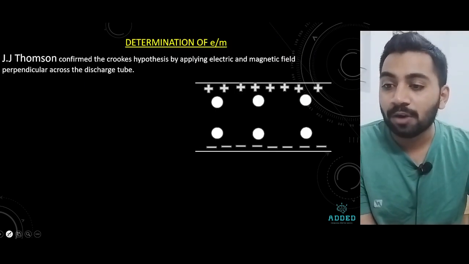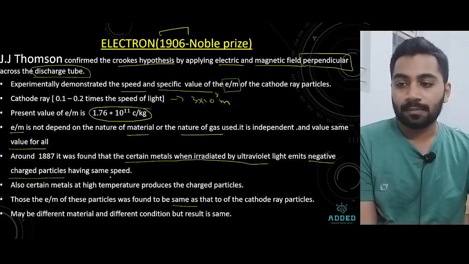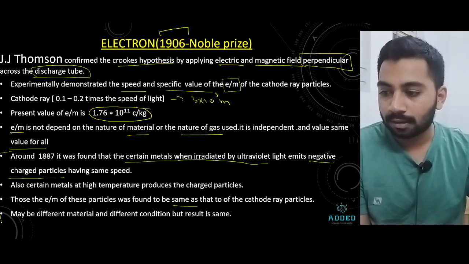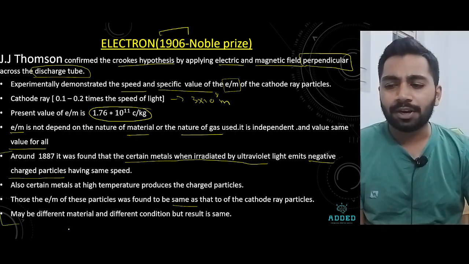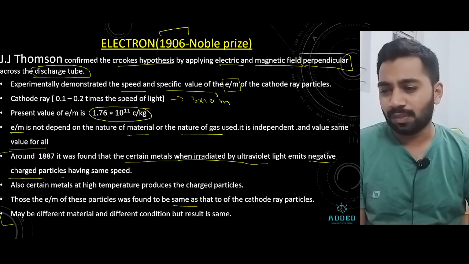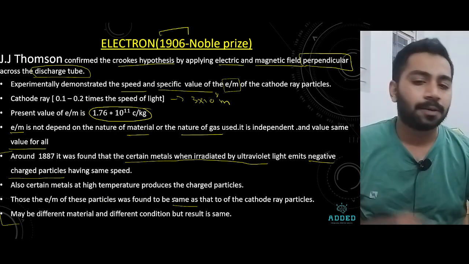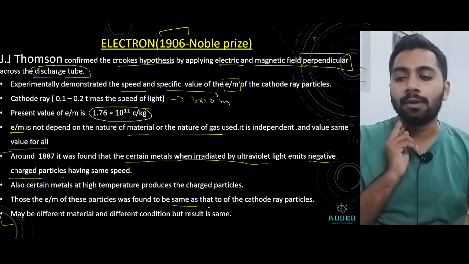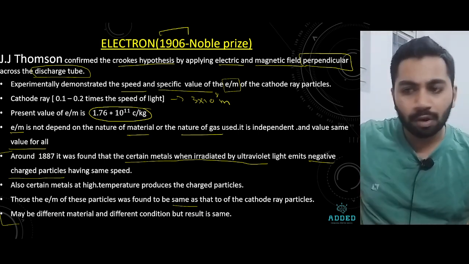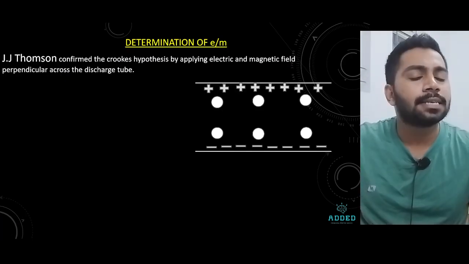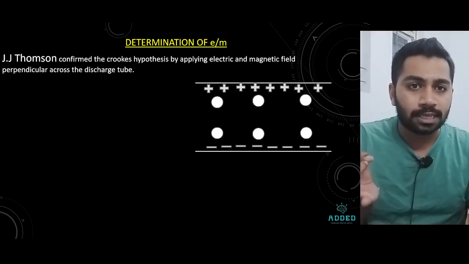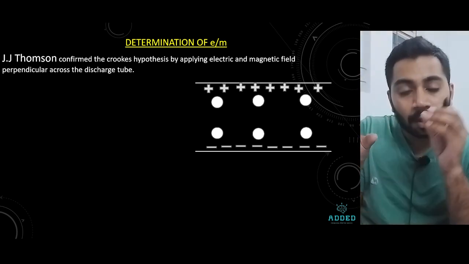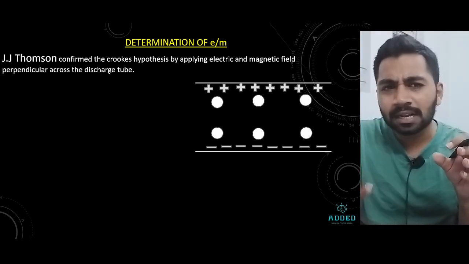Now let us see this point once again. Irradiated surfaces emit negatively charged particles at the same speed. Also certain materials at high temperature produce charges. All those e/m are found to be the same ratio. So you got to know that the e/m value is the same. The e/m value is the same for the discharge tube, metal surfaces and other surfaces.